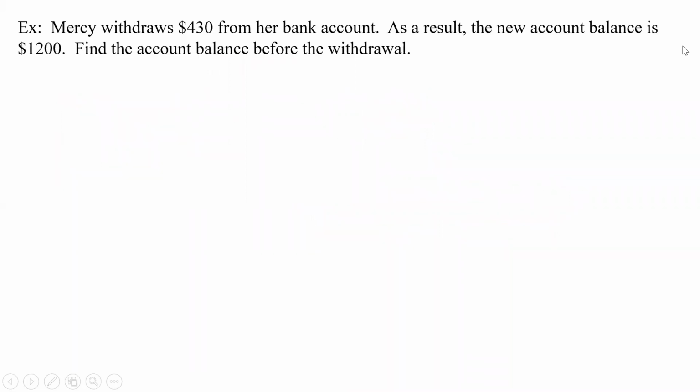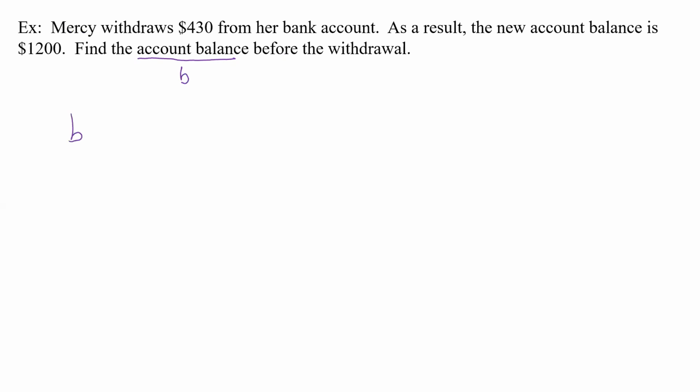All right, so here it says Mercy withdraws $430 from her bank account. As a result, the new account balance is $1,200. Find the account balance before the withdrawal. Well, that last sentence again tells us what our question is and what we're looking for. Account balance is what we're looking for. So let's call that, maybe call it B this time for balance, okay? And it's before the withdrawal. So B is going to be our balance before withdrawal.